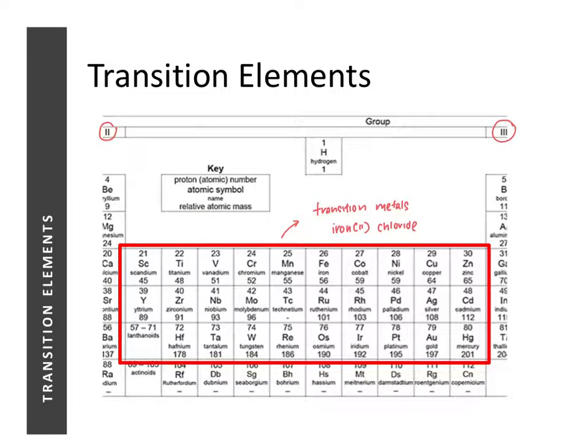So the 2 in iron 2 chloride simply means that iron has a charge of Fe2+. So now we're going to take a look at some characteristics. There are actually 5 characteristics of transition metals that we need to remember.